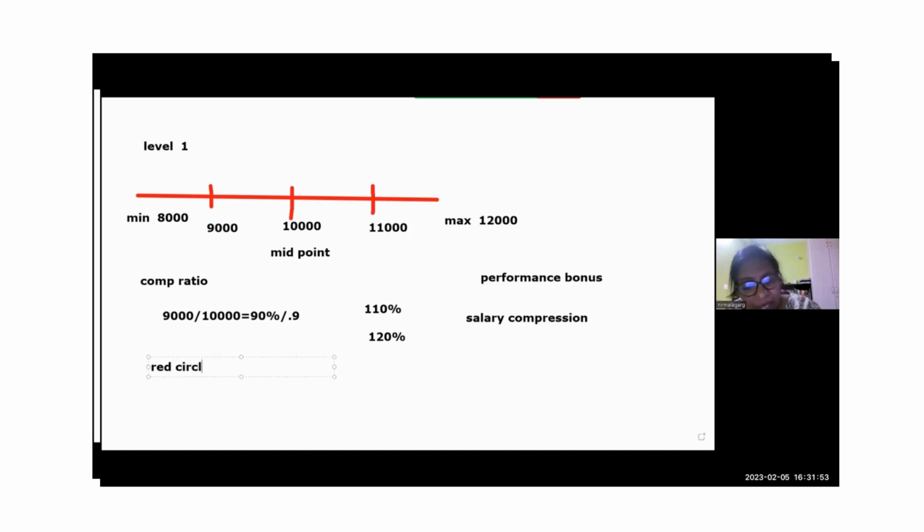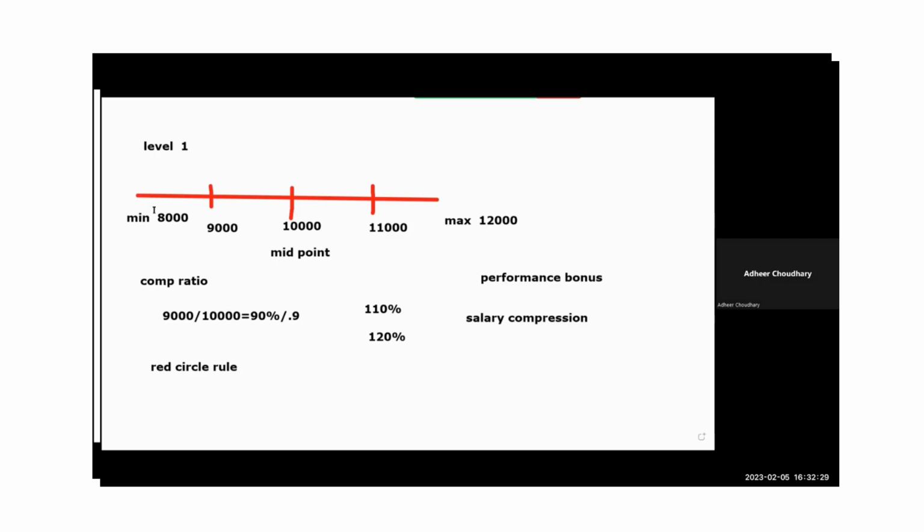Have you heard of the red circle rule? Yeah, I heard it once. It's about people who are higher, outliers, basically higher than the max. Okay, the red circle rule is when you're hiring, say level 1, my range is 8,000 to max 12,000. I cannot hire a person lesser than 8,000. Just because he's coming at a lesser base, I'll say, okay, I'll put him at 6,000. You still have to give him a minimum of 8,000.